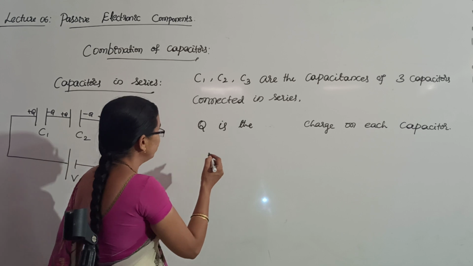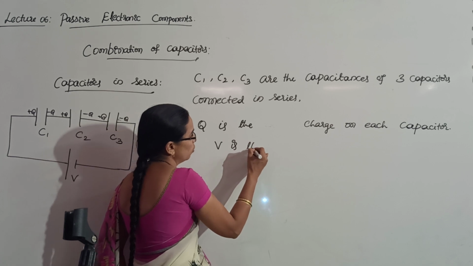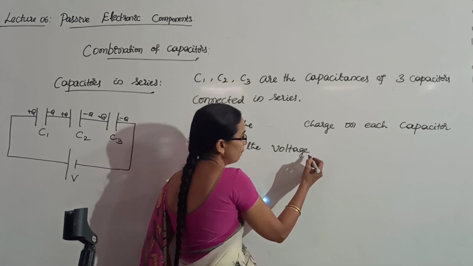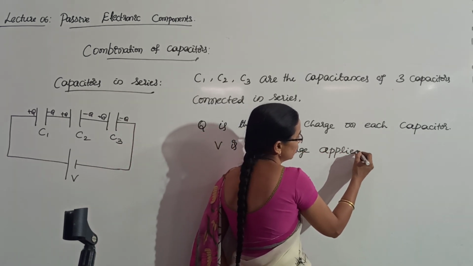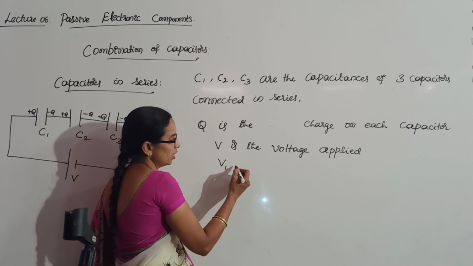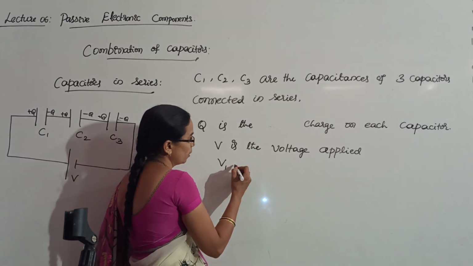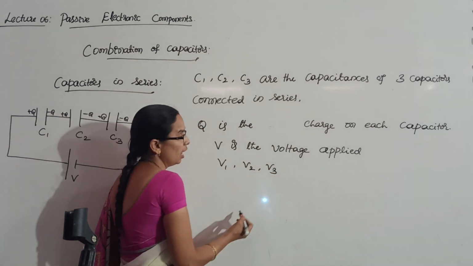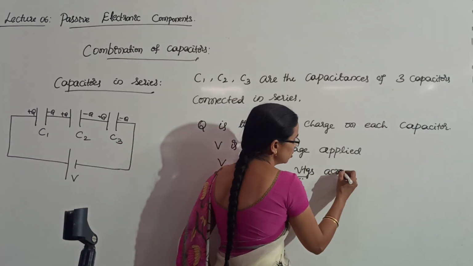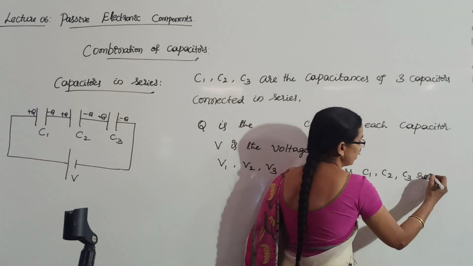Q is the charge on each capacitor, and V is the voltage applied across the circuit, which is divided as V1 for C1. V1, V2, V3 are the 3 voltages across capacitors C1, C2, C3 respectively.